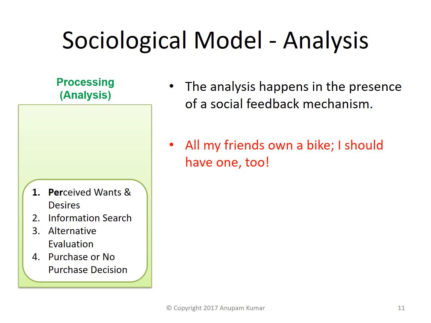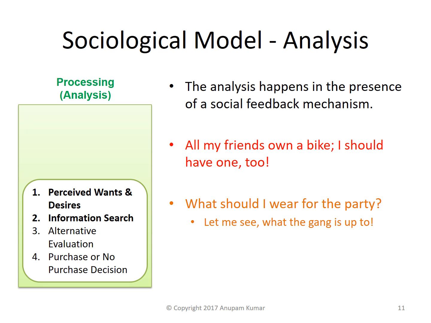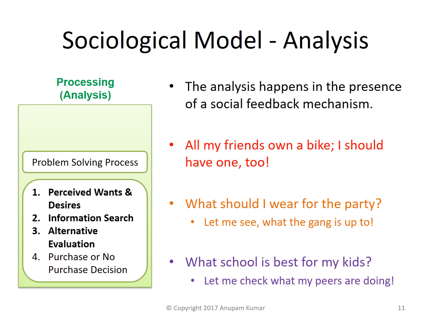Analysis like, all my friends own a bike, I should have it too. It's a simple analysis regarding the perceived wants and desires. Similarly, what should I wear for the party? Let me see what the gang is up to. It's an example of the information search. Similarly, what school is best for my kids? Let me check what the peers are doing. A typical example for evaluation of alternatives, which is a kind of problem solving mechanism. Similarly, decision making like whether to purchase or not to purchase a product is also based on the feedback or social cues that keep coming during the processing phase of the consumer.